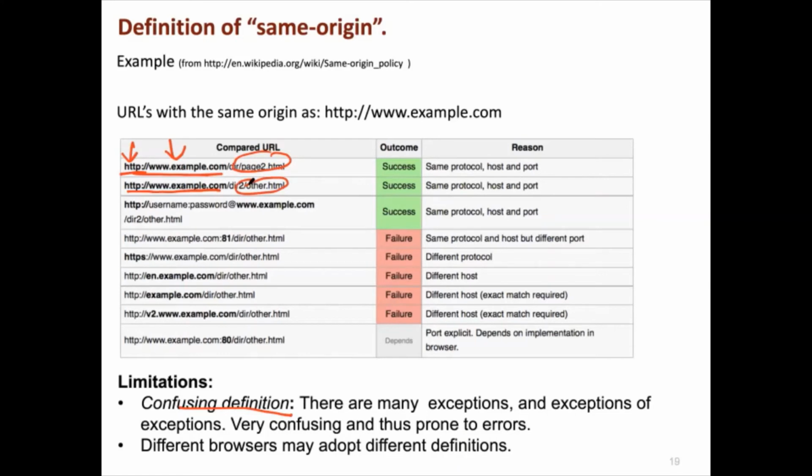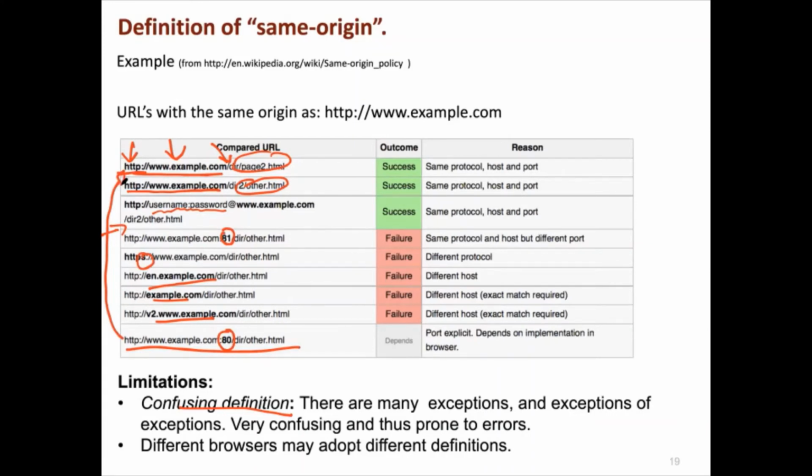This one is using HTTPS. The domain name is different here, and here, and here. But what about this one? The port number is 80. By default the port number is 80, but this one explicitly states it as 80. So should these two be considered the same origin? Unfortunately, different browsers use different interpretations. It really depends on the implementation, and thus this may cause a lot of confusion and some vulnerability in the page.